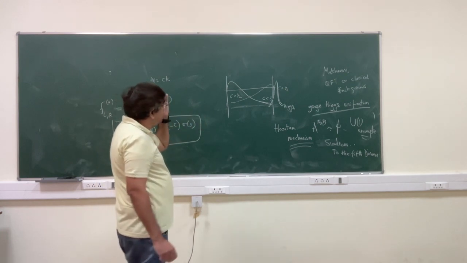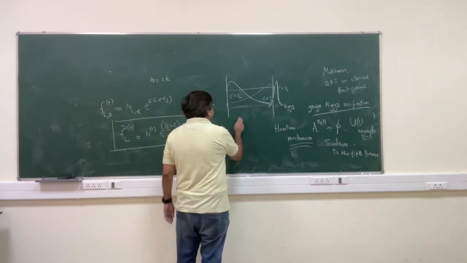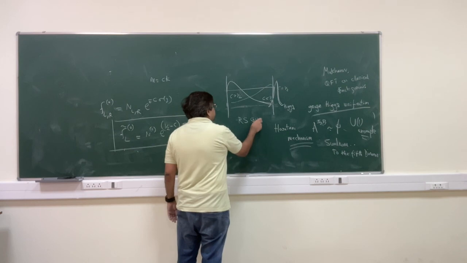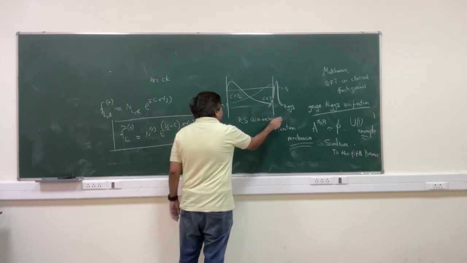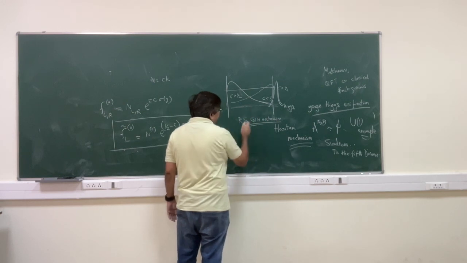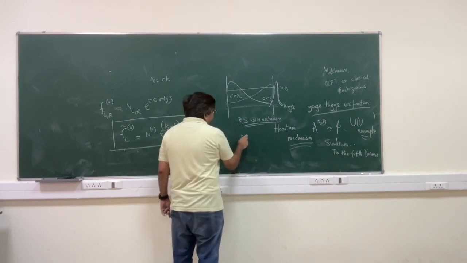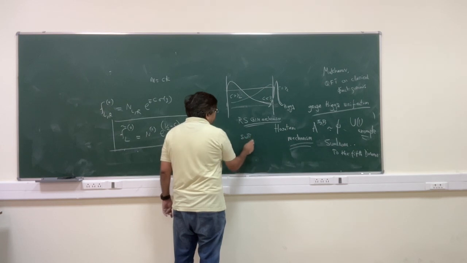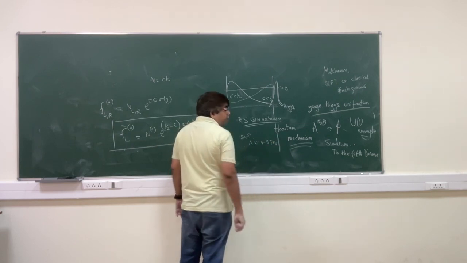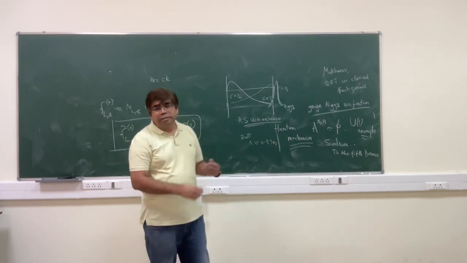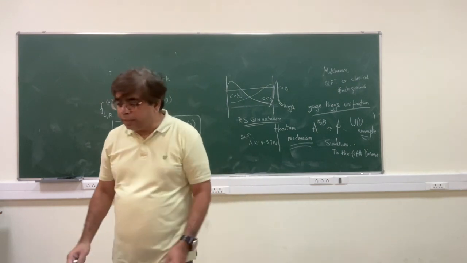So this model also has something called the RSG mechanism. But it doesn't really have a custodial symmetry. But you can modify it, you can manage the electroweak precision tests such that your lambda is around 4 to 5. You can somehow manage, you can fine-tune it and everything.